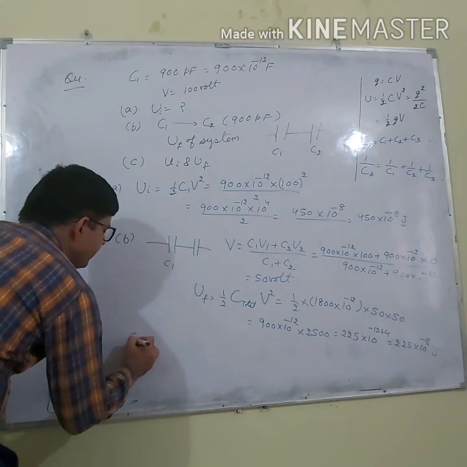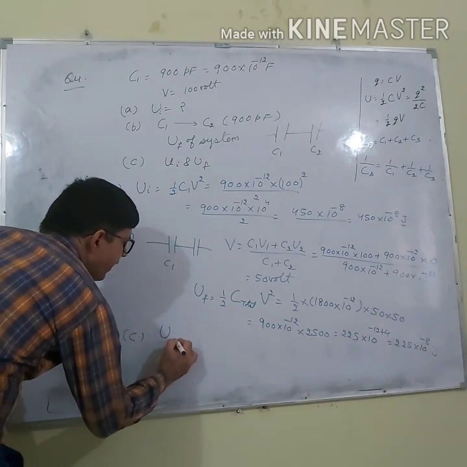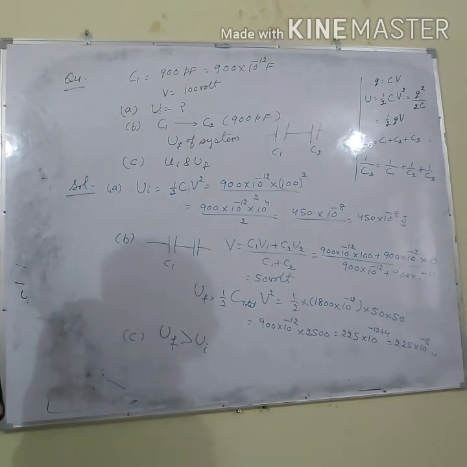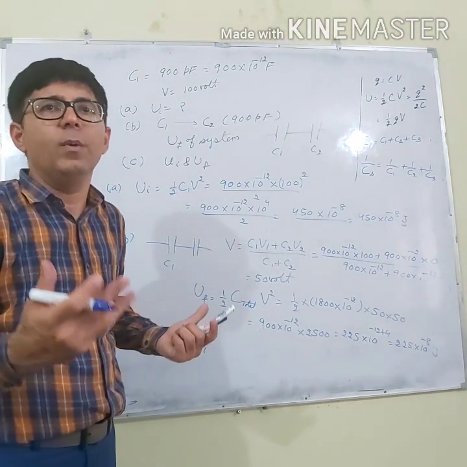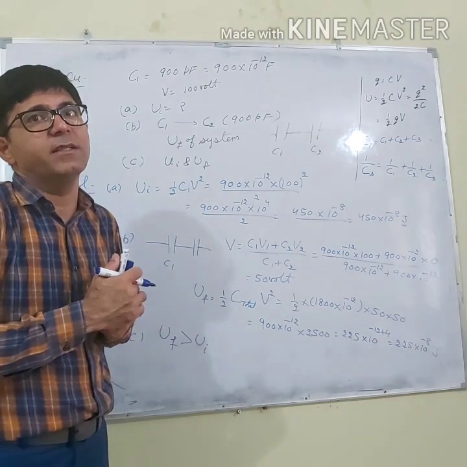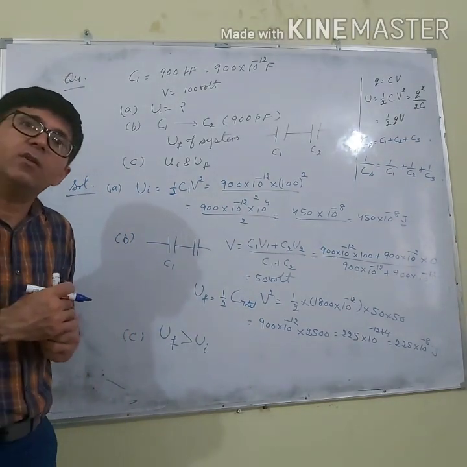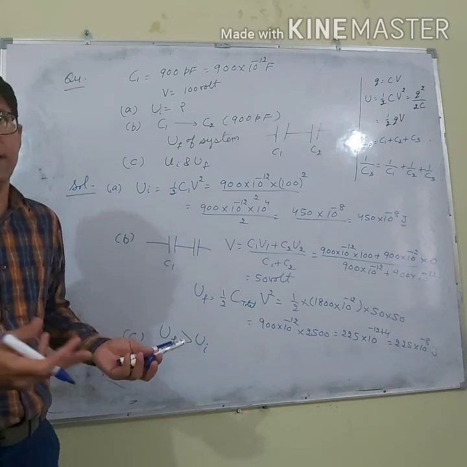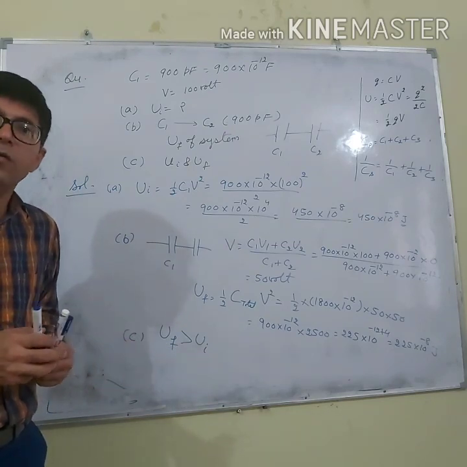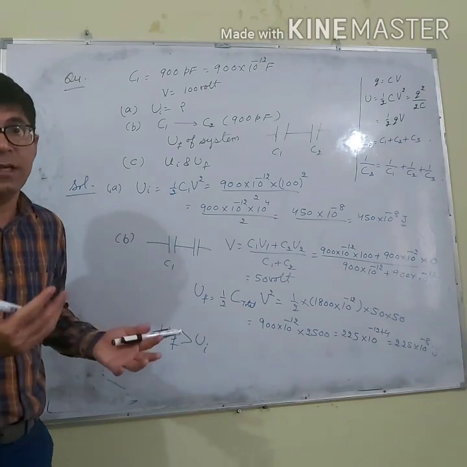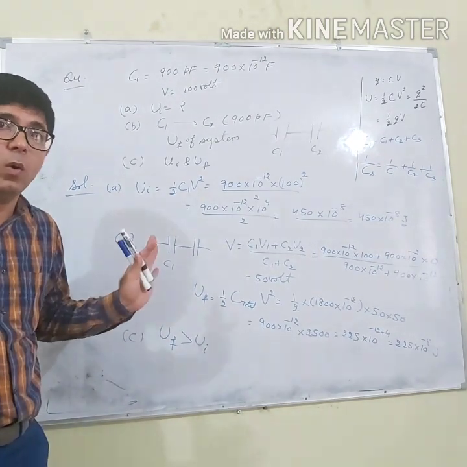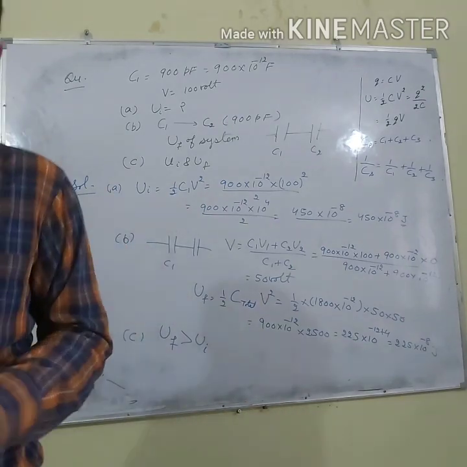Now what is the relation? The relation is that the final potential energy is not equal to the initial potential energy. Why? Because there is always some loss of potential energy, and that loss is in the form of heat and light. We have also done that, the loss of energy on sharing of charge by the capacitor, but there is no loss of charge, right?